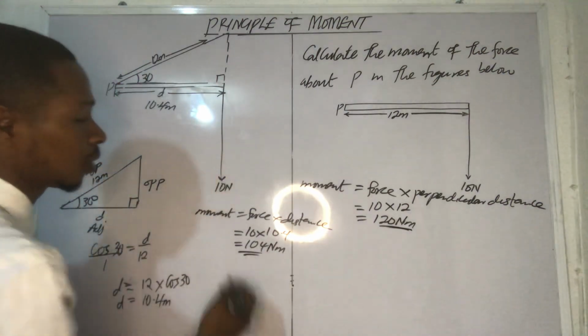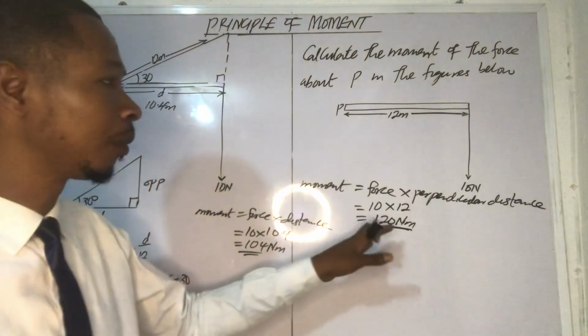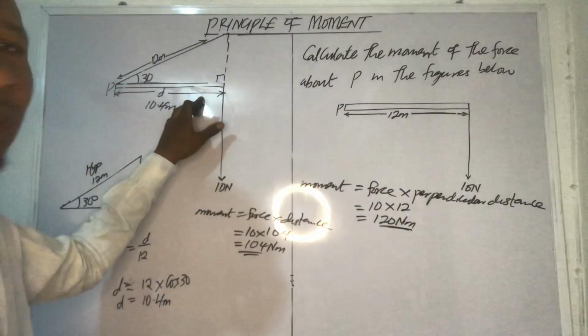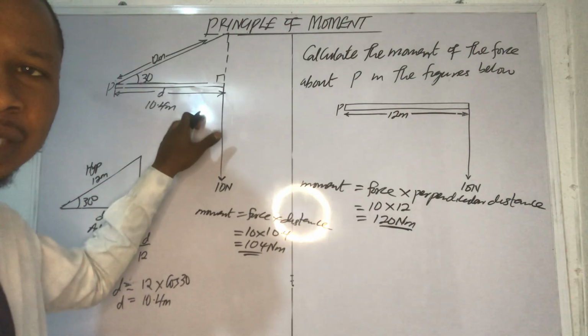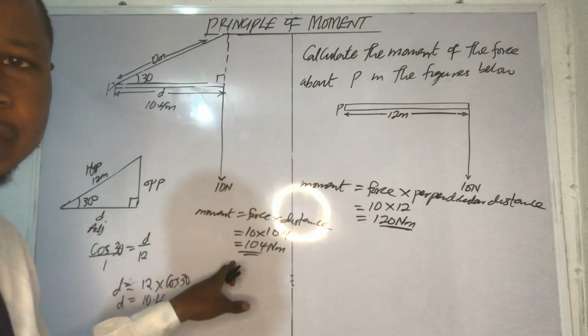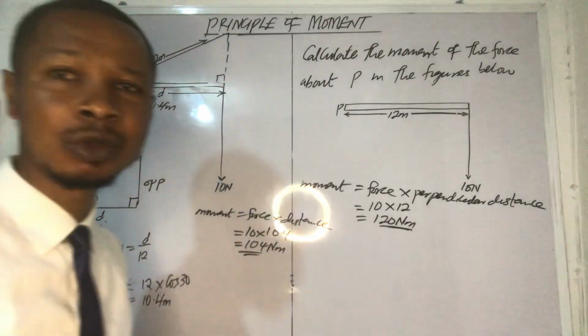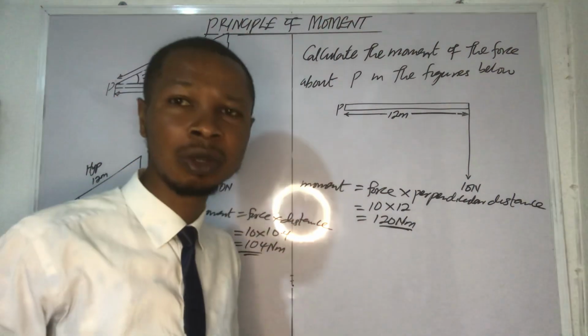You see the difference between the two. Look at this and look at this. This one, we are given the perpendicular distance directly. But in this case, we are the ones that look for the perpendicular distance by ourselves before we now use moment is force times distance. So these are examples on how you can answer questions on moments.